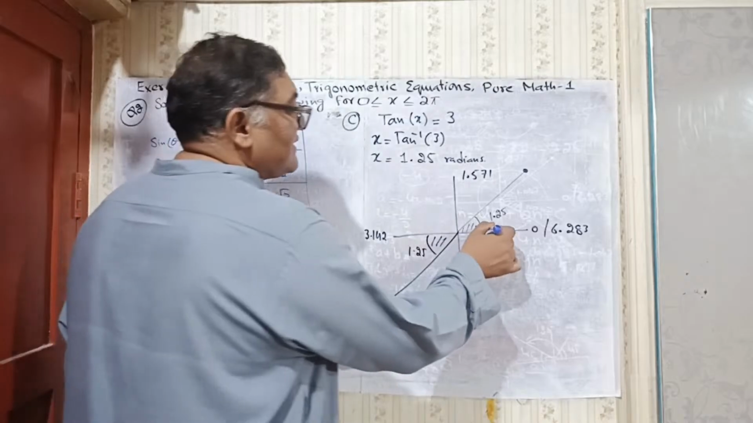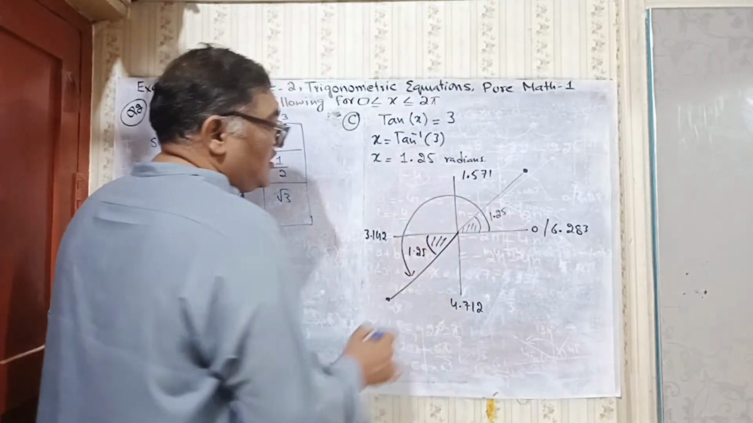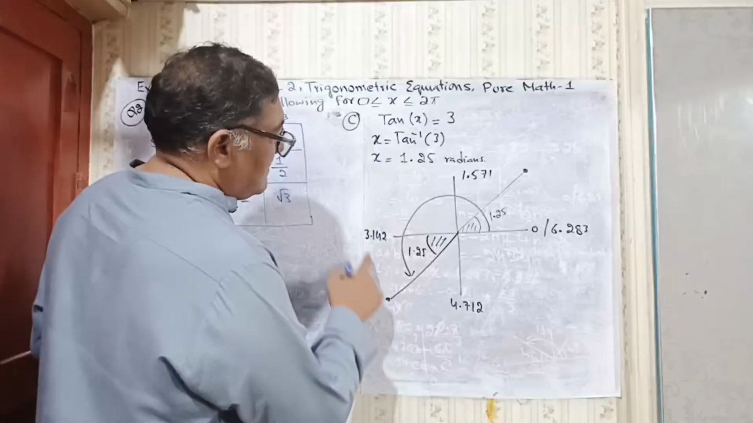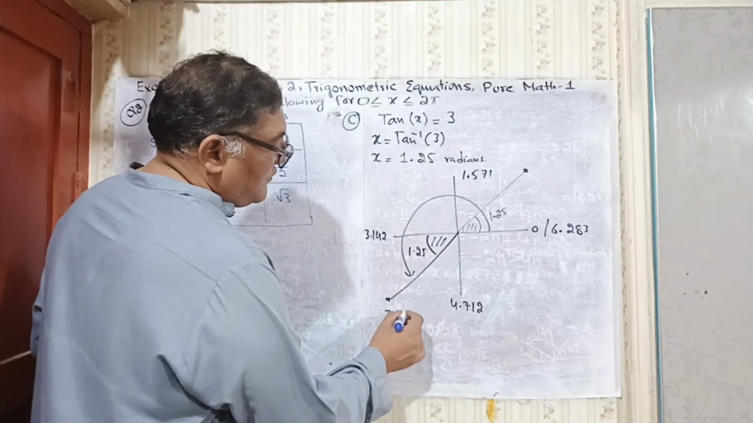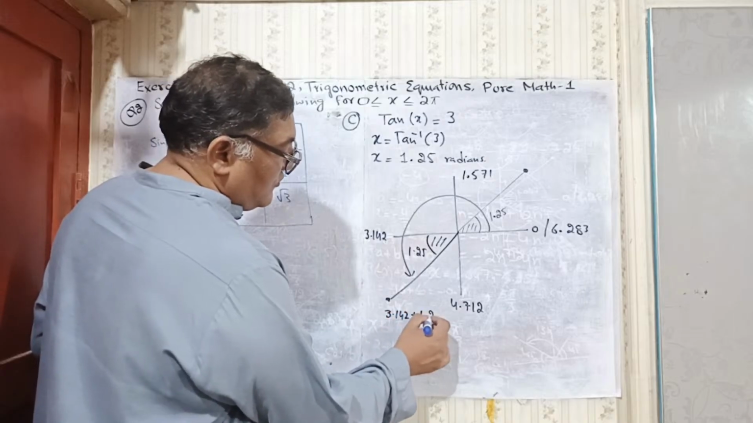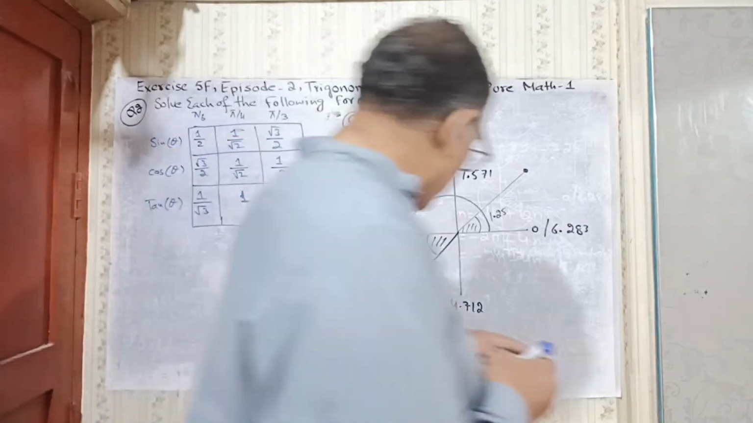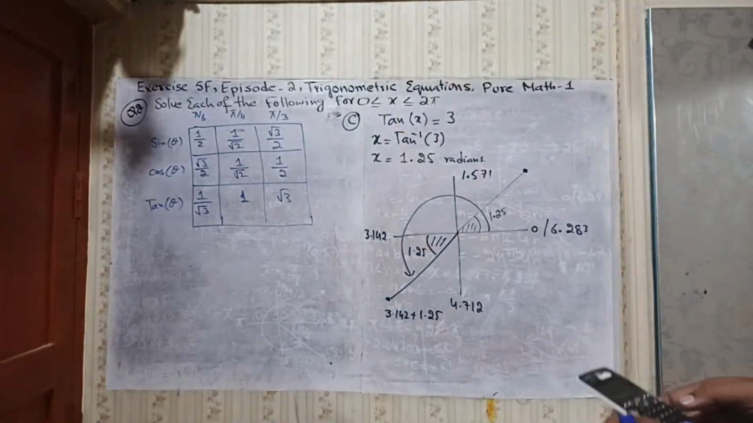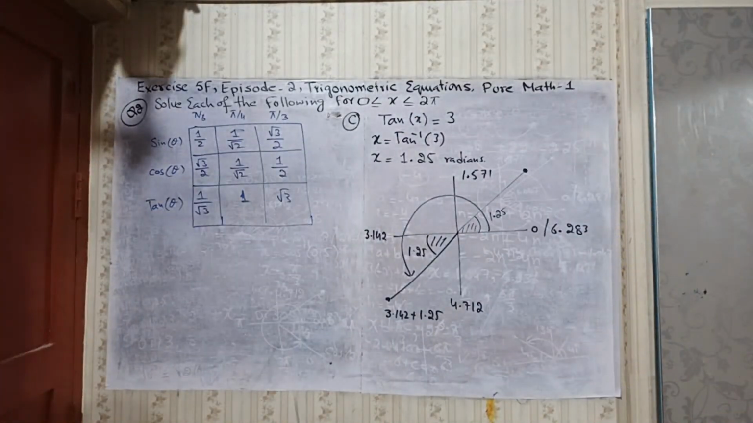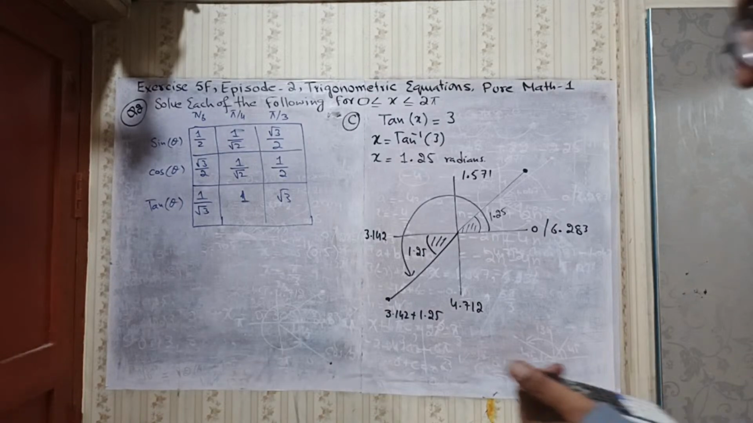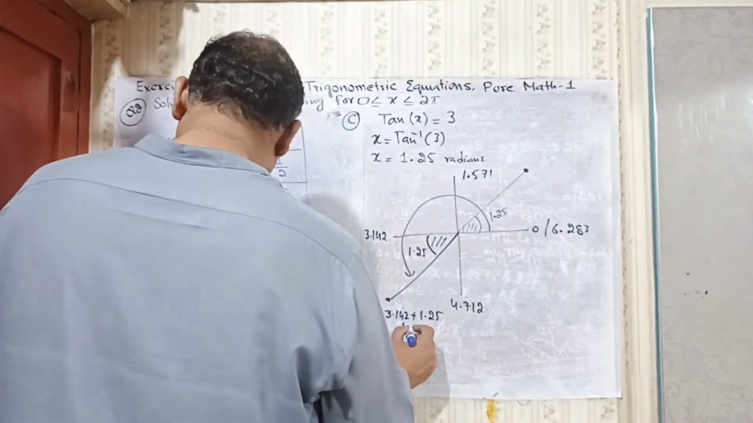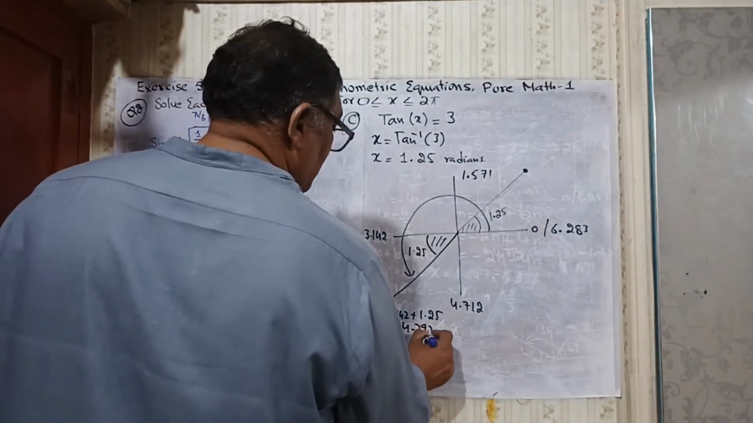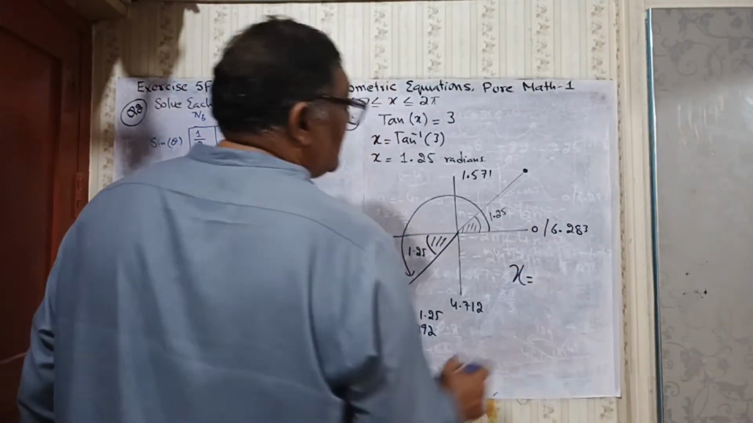So how much is this angle? This angle will be 3.142 plus 1.25. So what do you get? 3.142 plus 1.25 will be 4.392. So the x values will be, there are two answers.